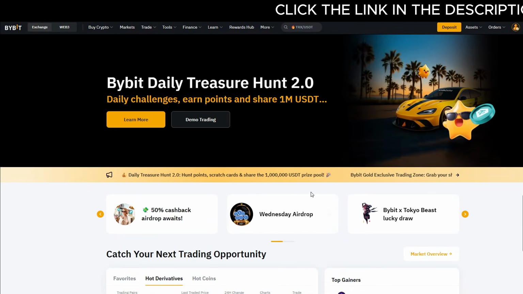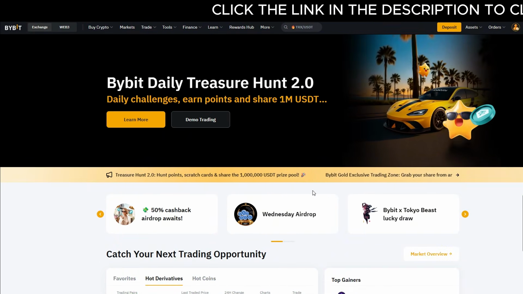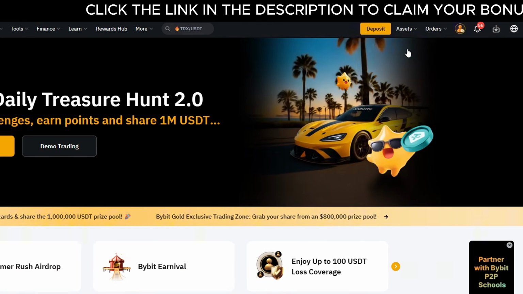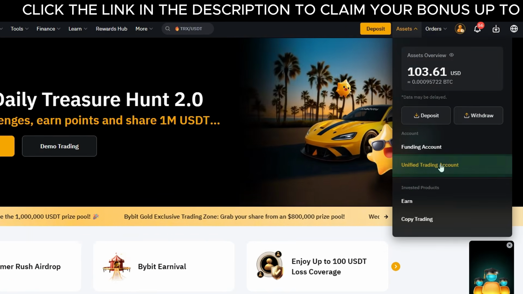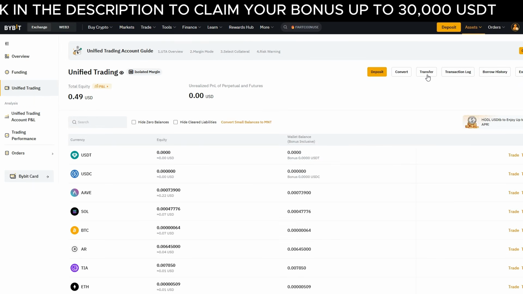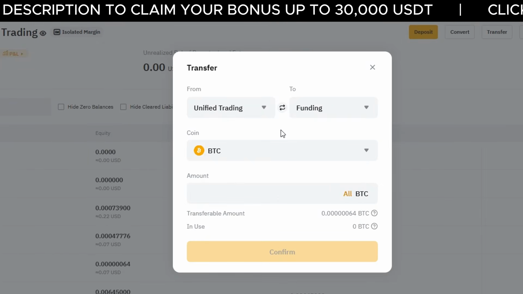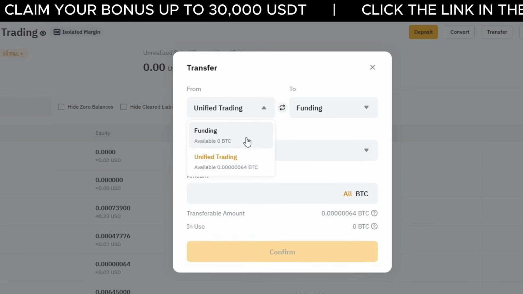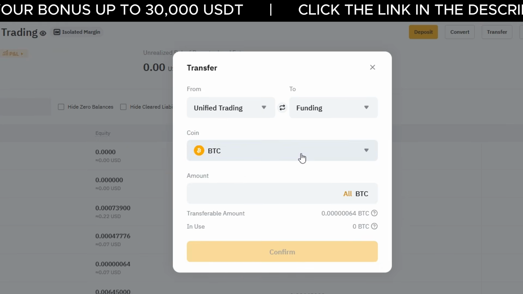Before we place any trades, you'll need to move your funds into your Unified Trading Account. At the top of the screen, hover over Assets and click on Unified Trading Account. Then click the Transfer button in the top right. You'll now choose where your funds are coming from, Funding or Unified Trading Wallet. Let's say your USDT is in Funding.